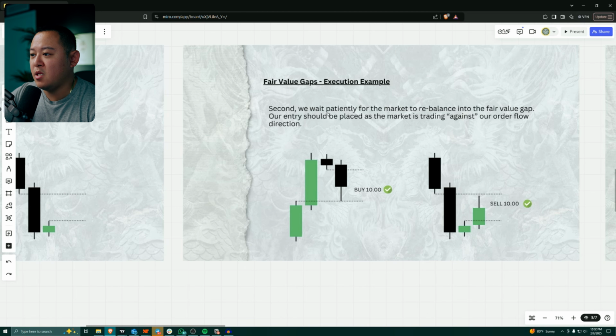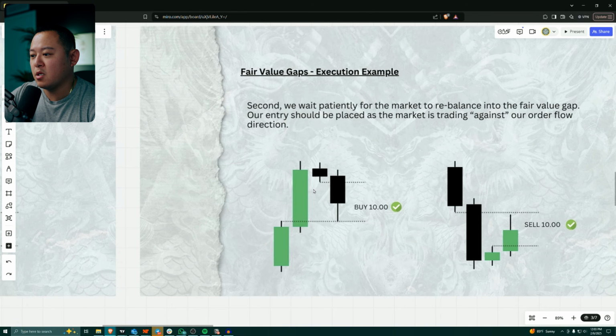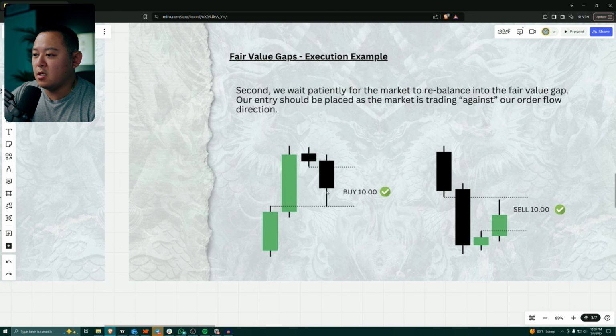So next, we're going to wait patiently for the market to rebalance into the fair value gap. Our entry should be placed as the market is trading against our order flow direction. So if we're trying to go long, the candle should look like this as it's trading into it. And these are the best entries that you could possibly get because you're going to get a better fill.